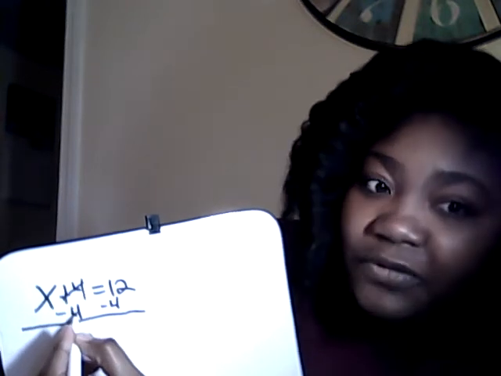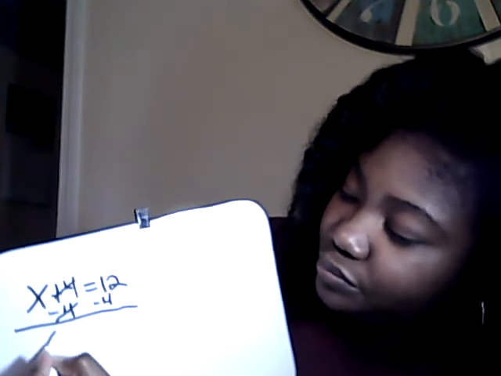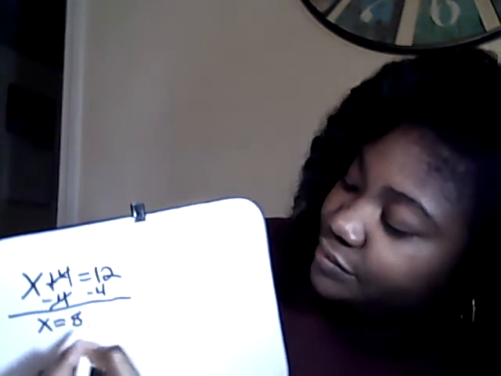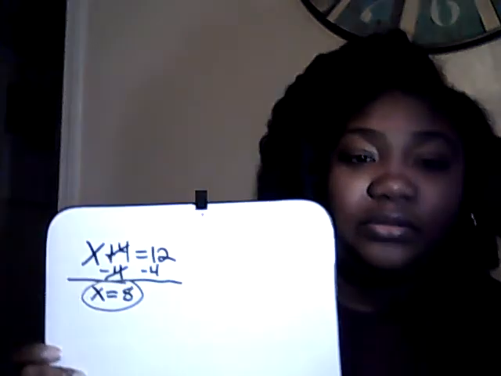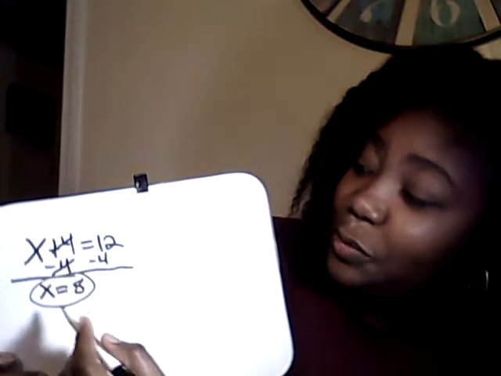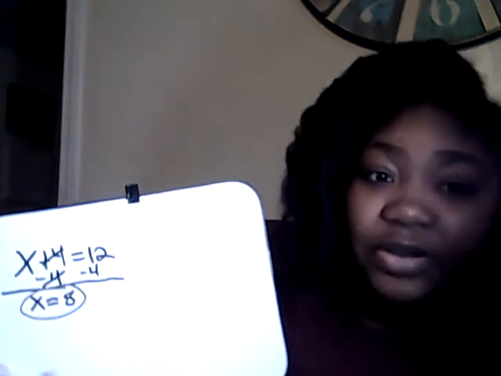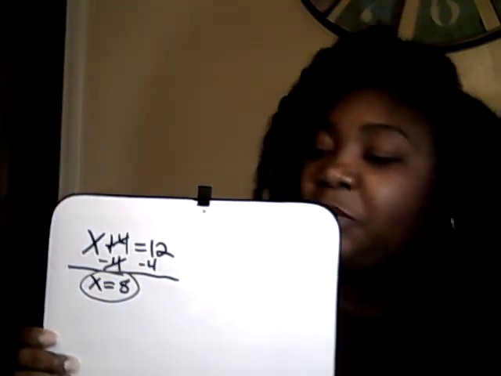Positive 4 and negative 4 cancel out. So I'm just going to bring everything down now. So I have my x equal sign, and then 12 minus 4 will be 8. And that's your answer. Just like that. So one step. The one step is taking one number to the other side and then getting your answer. So that's why it's called a one step equation. Okay, so let me do another example.